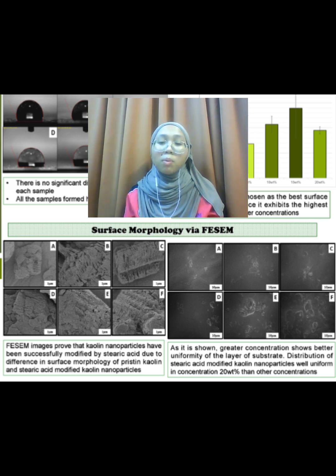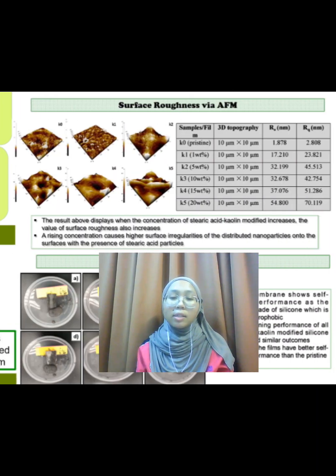With higher concentration, more molecules are present in the solution, and more areas on the superhydrophobic surface are exposed to the nanoparticles. When droplets fall on the surface, they remain on the surface and it becomes hydrophobic because lower air gaps between the molecules prevent the droplets from penetrating into the gaps. Therefore, FESEM images show that the dispersion of the stearic acid modified kaolin nanoparticles becomes more uniform as the concentration of the particles increases. The next result displayed is surface roughness analysis via atomic force microscopy (AFM).